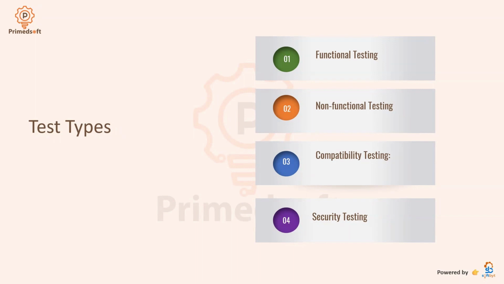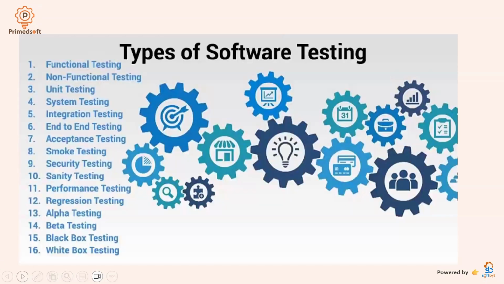Okay, we'll have more types of testing, which include, like we've mentioned, functional testing, non-functional testing, unit testing, system testing, integration testing, end-to-end testing as well, acceptance testing, smoke testing, security testing, sanity testing, performance testing, regression testing. We'll have alpha testing, beta testing, black box testing, white box testing. So I'll just pick some that I haven't explained, and then we can talk about them.